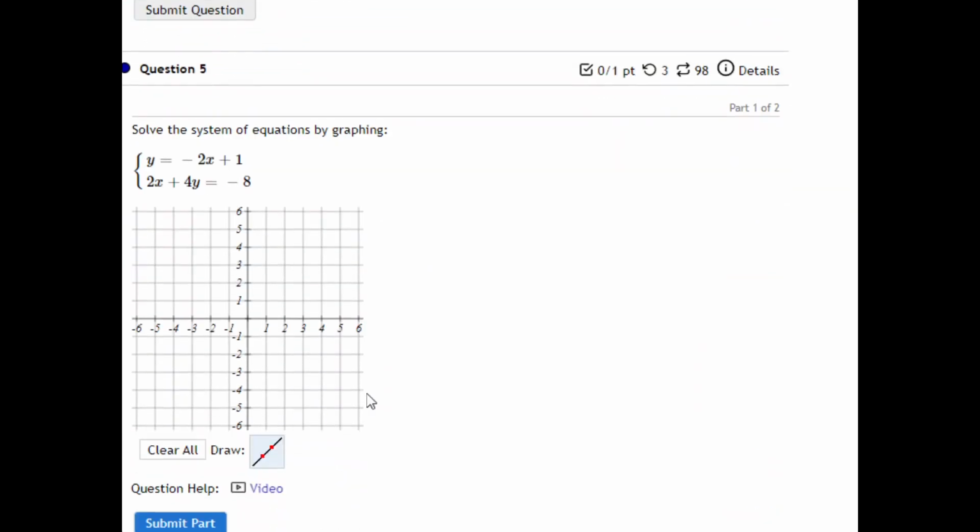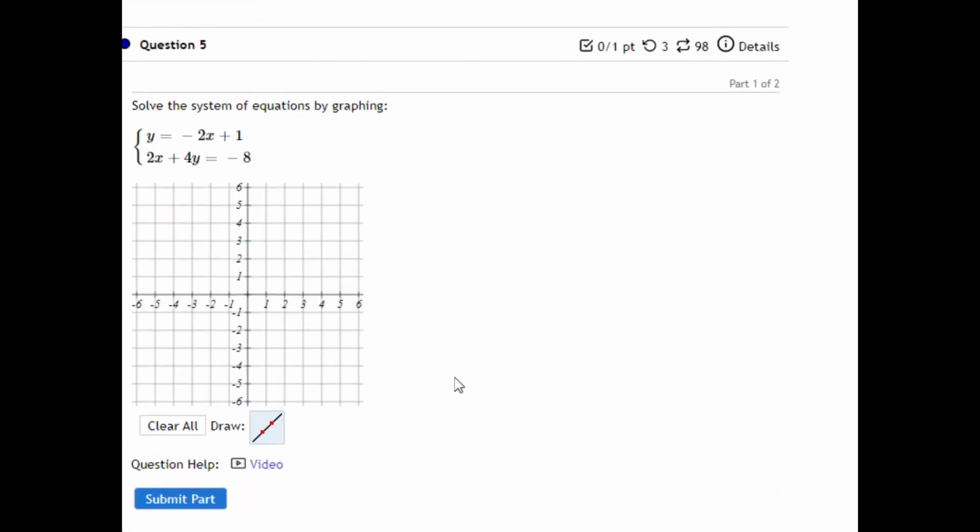All right, now for question number 5, there are two different forms. The first one is y is equal to negative 2x plus 1, and we're going to use the slope-intercept form to graph that. My y-intercept is positive 1. And my slope is a negative 2. So that means you go down 2. And when there's no denominator, it's just over 1. So that's the first line.